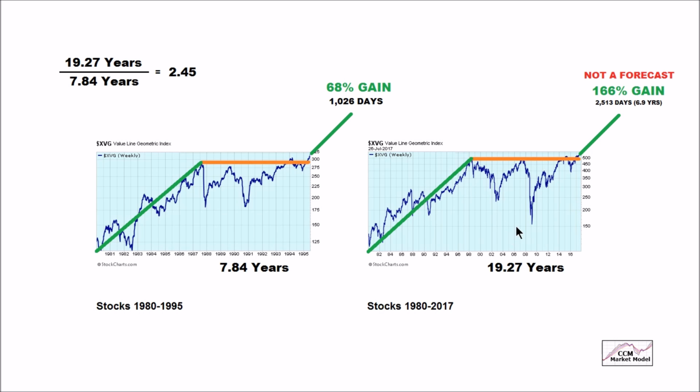If we do some very, very simple math and use our ratio here, multiply 2.45 by 68%, that would estimate a 166% gain. And if the time were 2.45 times longer, just as the consolidation period was, we would rally for 2,500 days, which is almost 7 years. As we've stated many times, we are not forecasting here. We are basically looking at facts that we have in hand and drawing some reasonable conclusions. If the facts change, then we have to remain flexible enough to adjust.